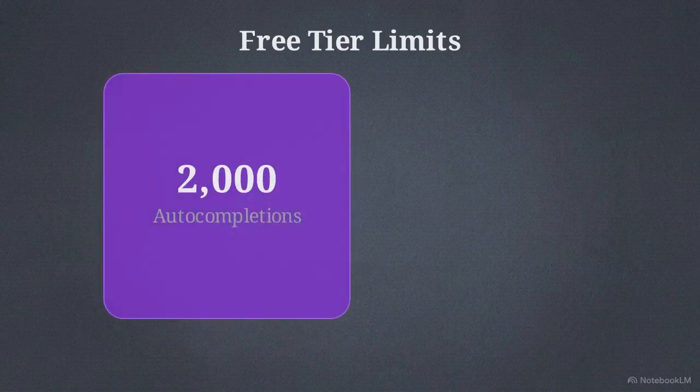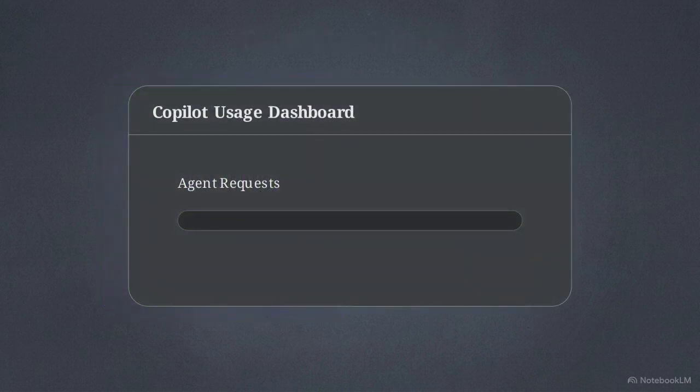This chart shows free tier limits. You receive 2,000 standard auto-completions per month. Compare that to advanced agent requests, strictly capped at 50. Because these requests are restricted, check your dashboard regularly to track the exact percentage consumed, preventing cutoffs.